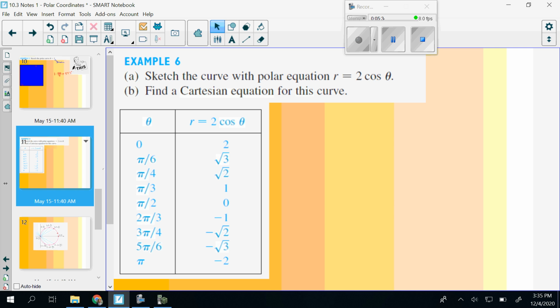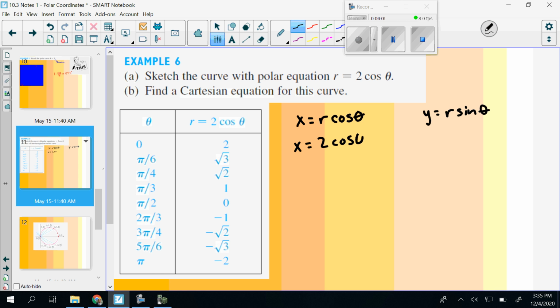Okay, the second part of this one wants us to find the Cartesian equation for this curve. This one's a little trickier. Normally, if we're going to do this, we use our conversion here of x equals r cosine theta to find the x value, and we use y equals r sine theta to find the y value. But our equation here is r equals 2 cosine theta. So if we would just put that in, we get 2 cosine theta times another cosine theta. That's not really going to get us where we want to go with our Cartesian equation.